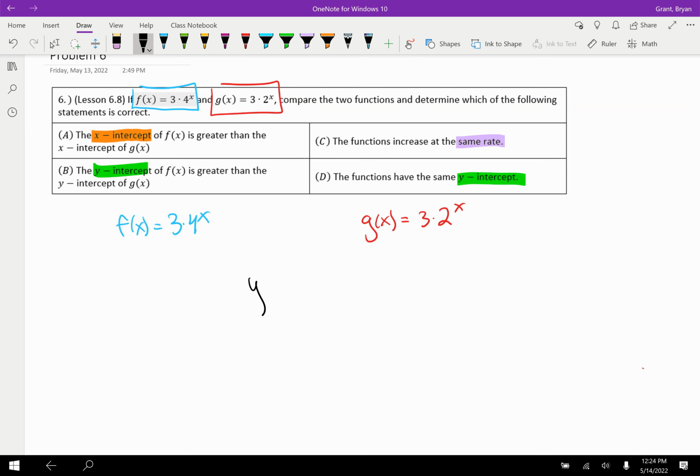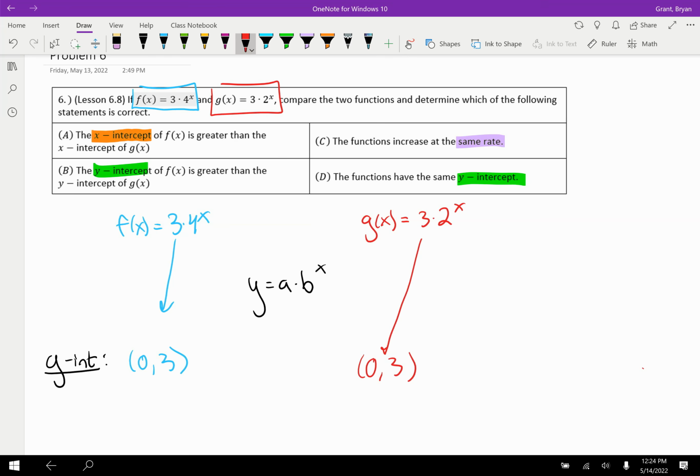If you look at an equation, y equals a times b to the x power, because the y-intercept is always found by replacing x with 0, this guy will go to the 0th power, which means this guy turns into, what is anything to the 0th power? Well, that's 1. So the only thing that's going to be left is the a value here. This means then that our y-intercept is just the a value of each of these equations. So 0, 3. And this guy over here is also 0, 3. So they have the same y-intercept.